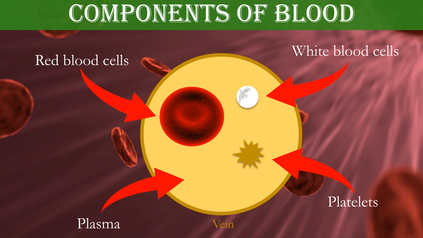Different components of blood are given here. They are plasma, red blood cells, which we also call erythrocytes, white blood cells, WBC or leukocytes, and platelets. Here are given the different components of blood. They are red blood cell, which is indicated by the arrow, white blood cell, which is indicated by this arrow, next is platelets and plasma.